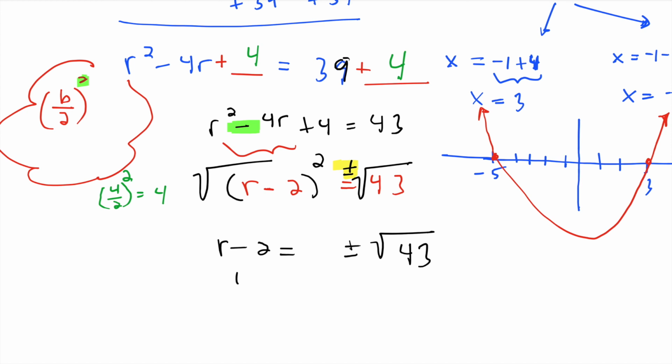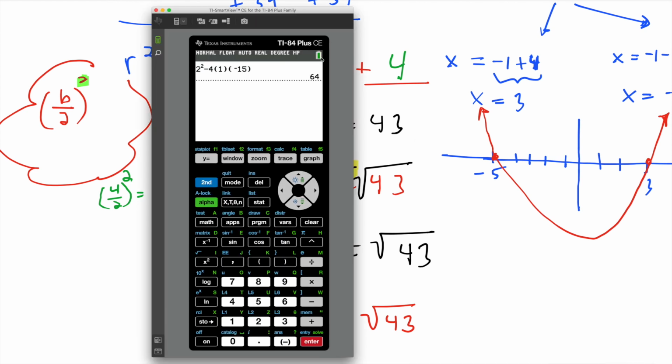Okay, go plus 2, go plus 2. All right, so you're going to get R equals 2 plus or minus the square root of 43. Well, that would be the answer on the SAT. That'd be the answer in any math class. But IXL wants you to type it in as a decimal. So you have to go over here. Bam.